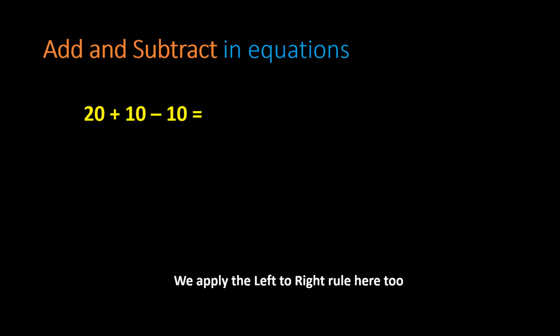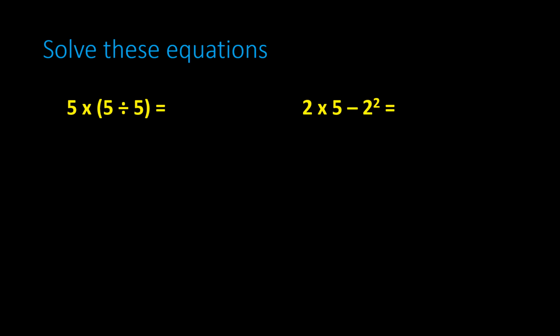When we add and subtract in equations, we also use the same left to right rule. So in the first example, we have 20 plus 10 minus 10. Using the left to right rule, we would do this one first. 20 plus 10, which is 30, minus 10, and we get 20. Let's practice solving these equations.